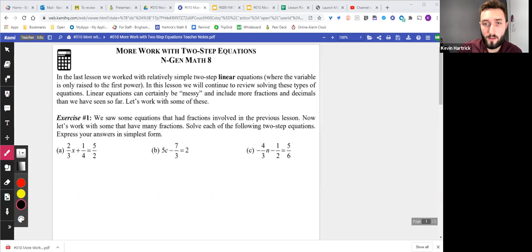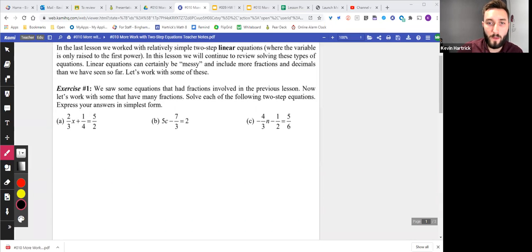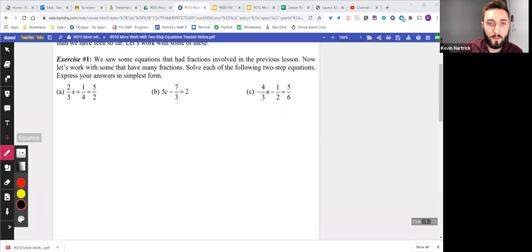So exercise 1, we saw some equations that had fractions involved in the previous session and lesson. Now let's work with some that may have fractions. Solve each of the following two-step equations. Express your answers in simplest form. Okay, so let's look at A.